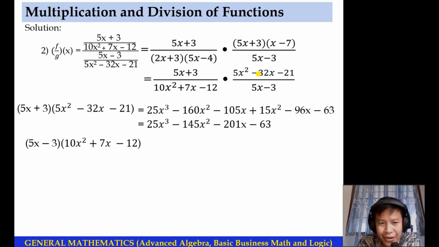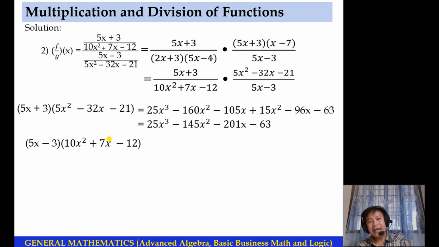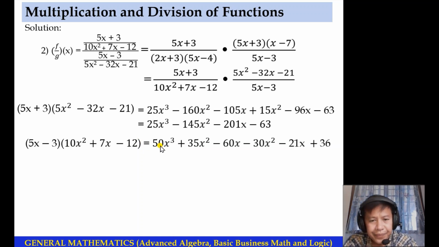We do not have yet the product for our denominator, therefore we are going to multiply. Take note, if you're going to multiply, you are going to write first the polynomial with the lower number of terms so that we can apply the distributive property very efficiently. That is why we have 5x minus 3 quantity, 10x squared plus 7x minus 12 quantity, and this is equal to, okay, because multiplication of polynomials is commutative. If you're going to interchange this, the product is not affected.